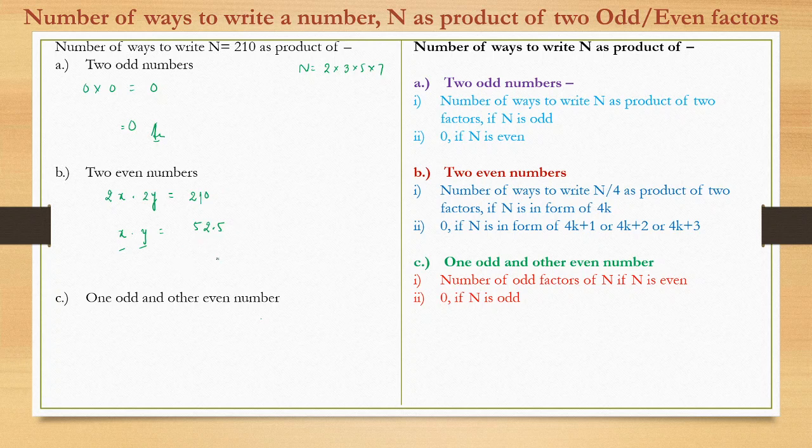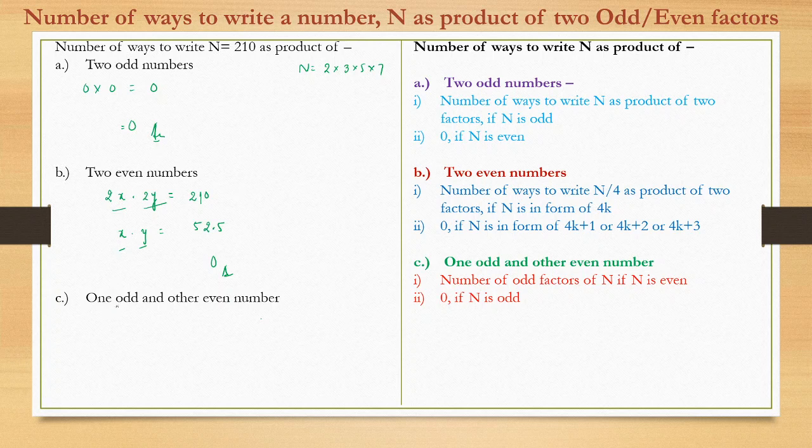So again, here also zero cases, because we assumed 2x and 2y as even numbers, where x and y are natural numbers, right? A generic form to write any even number is 2n, where n is a natural number. So from this calculation, x into y is 52.5, where x and y are natural numbers. The product of two natural numbers being a decimal is not possible. Hence, there won't be any case where two even factors multiply to give 210. Okay.